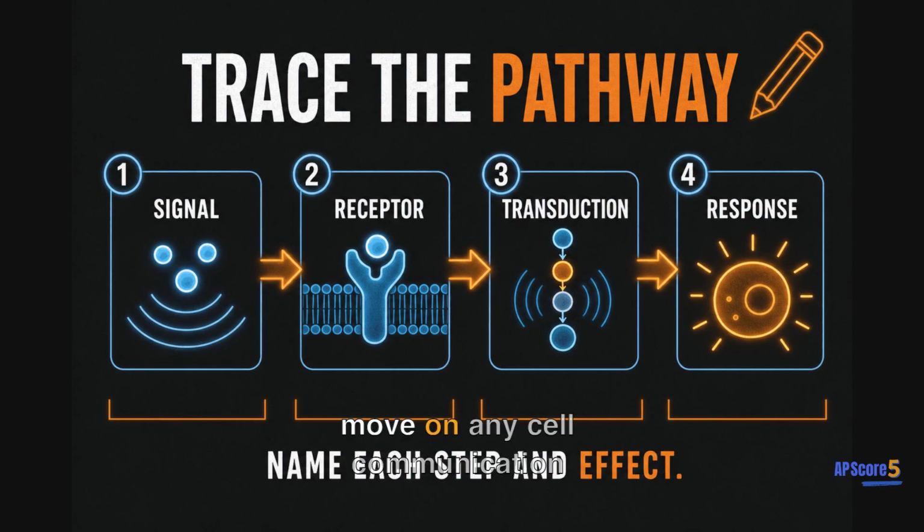The 4-part move on any cell communication free response is always the same structure. Name the signal that one cell is sending. Identify the receptor and the target cell that can detect it. Explain a pathway step, whether reception, transduction, or response. Predict the consequence inside the cell, or what fails if a mutation breaks one step. Hit those 4 pieces in order, and you earn the complete rubric on every Unit 4 signaling question the College Board can write.